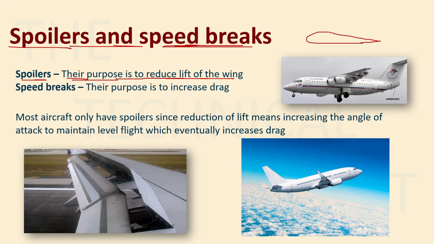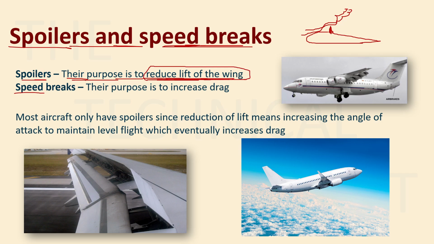So spoilers are these surfaces that just pop out or stand up on the wing. They disturb the airflow of the wing, and this causes what? Reduction, or spoiling, of the lift of the wing, right? So this is the purpose of the spoilers. They reduce the lift of the wing, right? Remember the term lift, right?